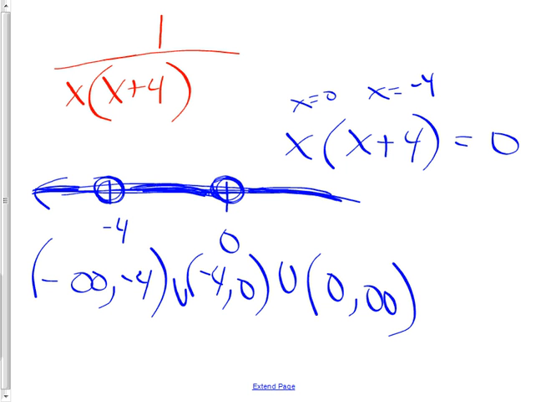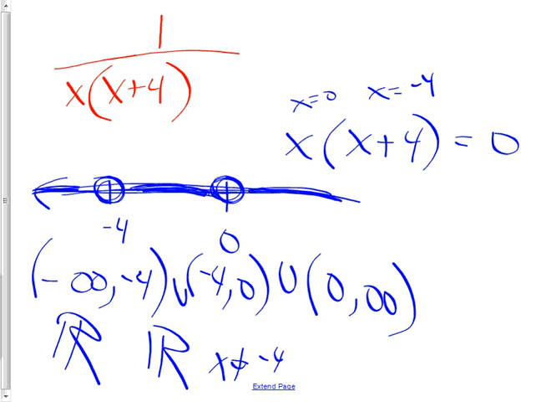Now, I'm okay with you writing it the other way, where you say all real numbers except, you know this big R? Did you know that that means all real numbers? If you didn't, then you just learned something. That stands for all real numbers. You make it by making a double line and then making it look like an R. Okay? All real numbers except x cannot be -4 and x cannot be 0. That's another way to write the same thing.